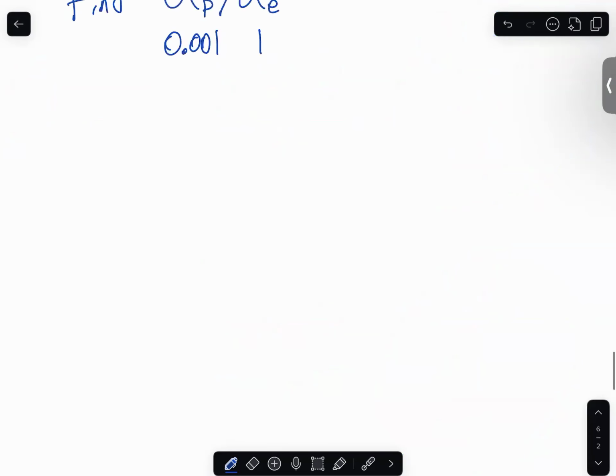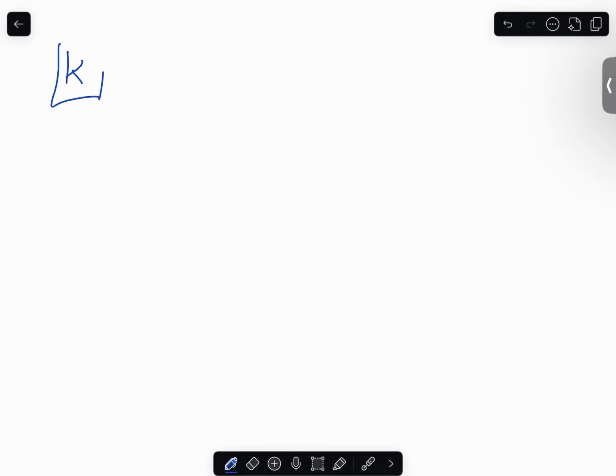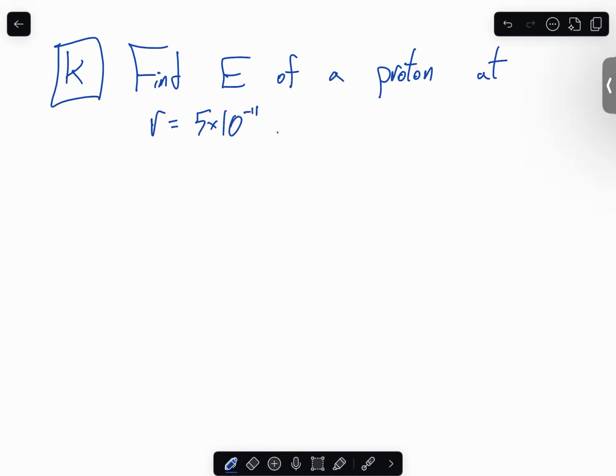Okay. Now let's plug in numbers. I want you guys to find the electric field around the Bohr radius of a hydrogen atom. Okay, so I'm going to give you hydrogen. Merry Christmas. Have a hydrogen. What is this? K. Find E, the magnitude of the electric field due to a proton at the Bohr radius. Oh God, what is the Bohr radius? Half an angstrom. So that's 5 times 10 to the minus 11 meters.